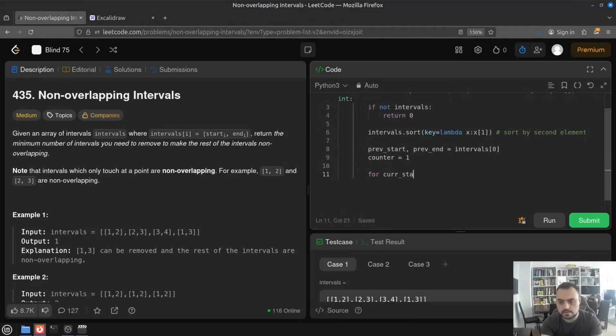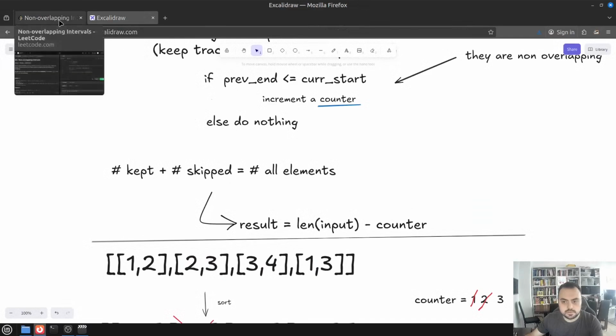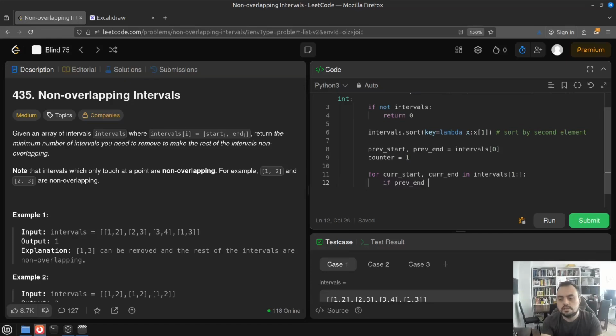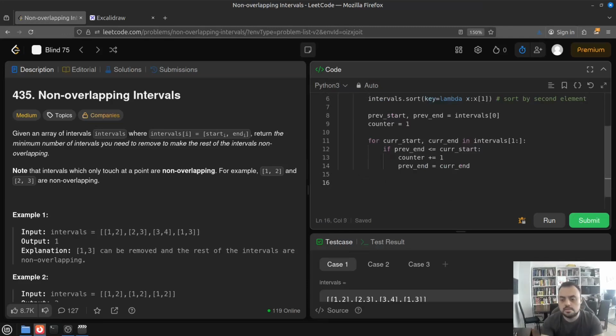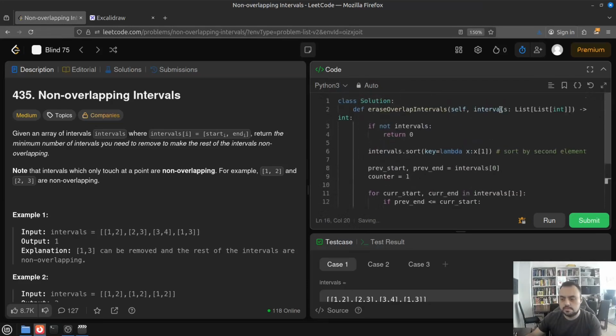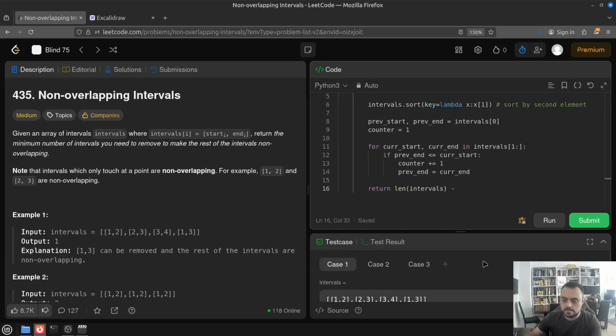So for current start, current end in intervals starting from 1. And what did we say? We said that if previous end is less than or equal to current start, then counter plus equal 1. And previous end equals current end. And that's it. And by the end, we return the length of intervals minus the counter. And it keeps track of how many intervals we keep.